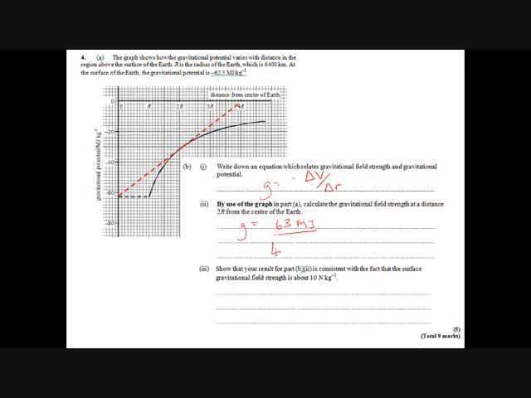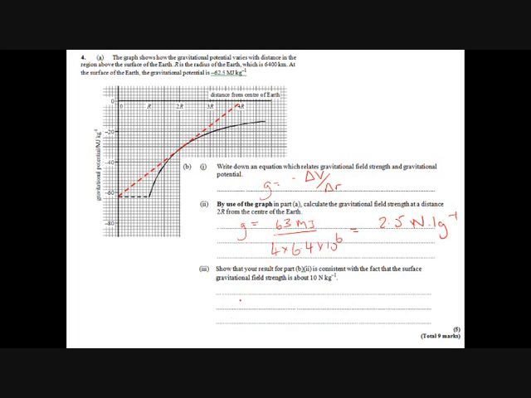4r is 4 lots of 6.4 times 10 to the 6. Okay, if you do that, then you'll get an answer of approximately 2.5 newtons per kilogram. Show that it's consistent with it being 10r.